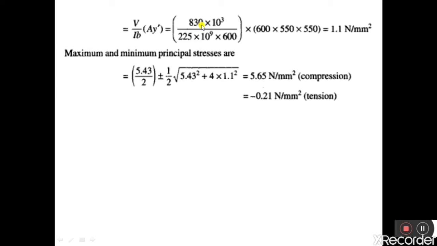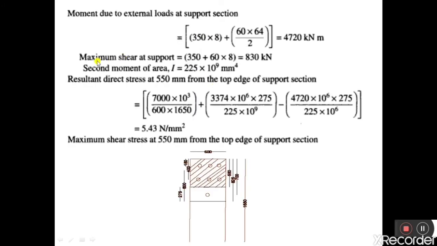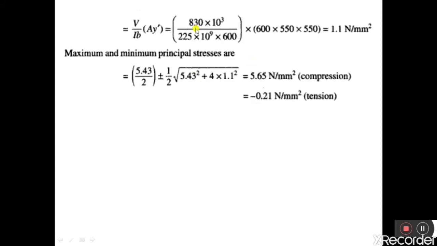So V is 830 into 10 to the power of 3, which we have calculated, that is a shear force 350 plus 60 into 8, which is equal to 830 kilonewton, and here it is 830 into 10 to the power of 3, which is converted into Newton. I is moment of inertia 225 into 10 to the power of 9, into width of the section 600 millimeter, into area of the section. This is the area of the section where we are calculating principal stresses. So 600 into 550.